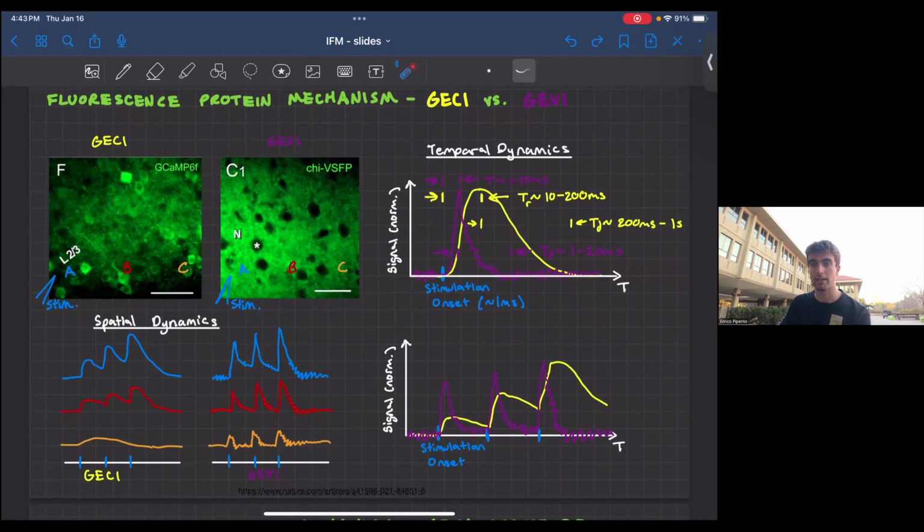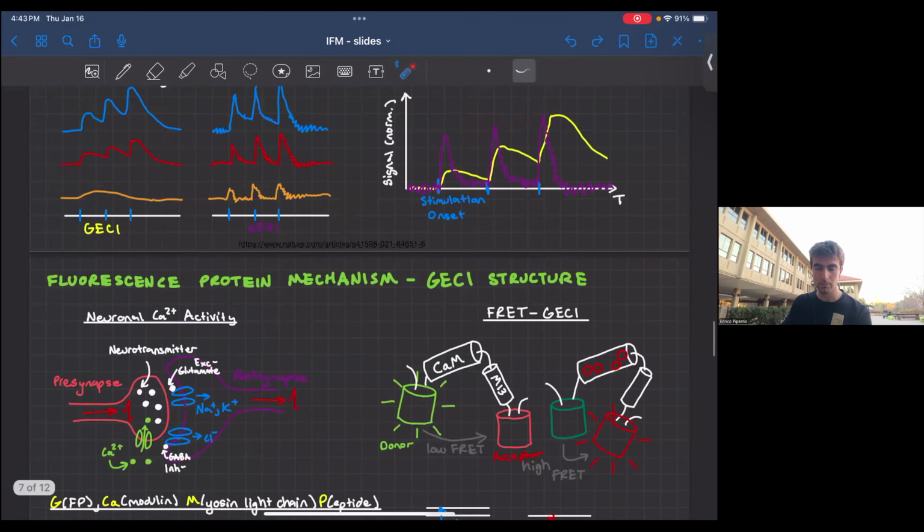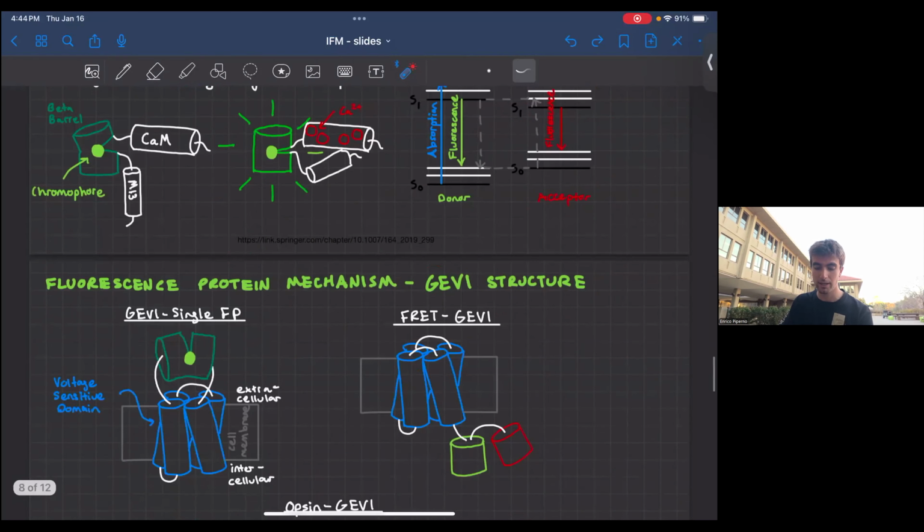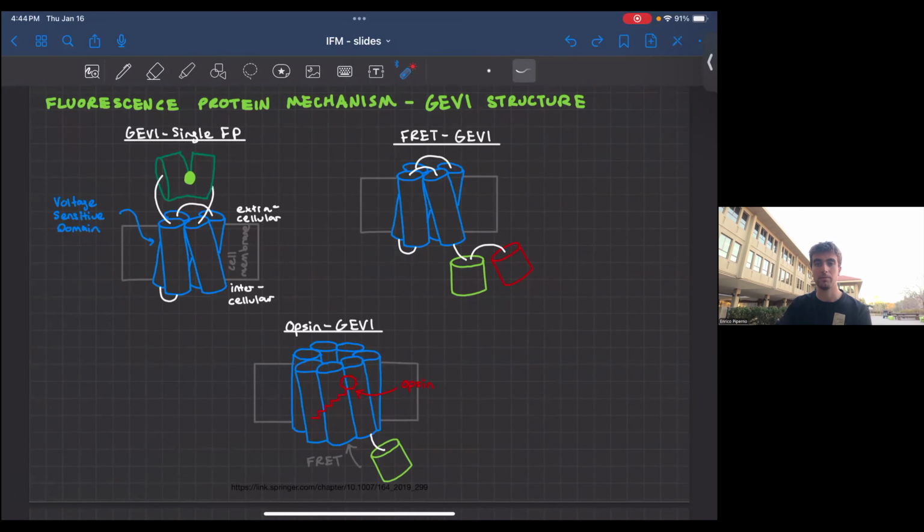Then we'll also be looking at some of the dynamics of the two common types of neural indicators, calcium indicators and voltage indicators, as well as looking at the structure and mechanism of the calcium indicators and the voltage indicators.